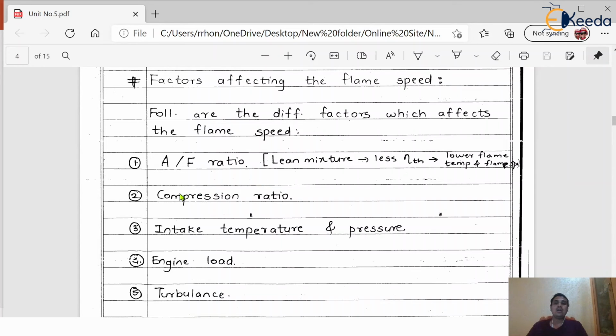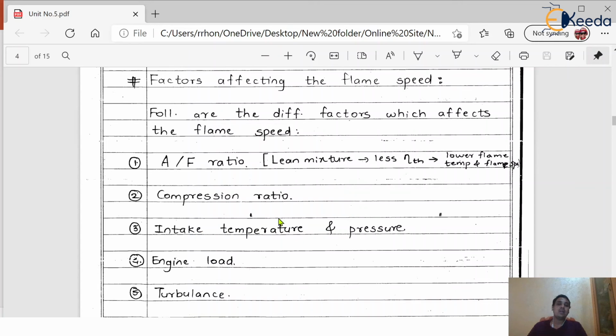The second one is the incorrect compression ratio. As per the requirement of the design of the engine, if the correct compression ratio is not there, again it will affect the flame speed. Sometimes the flame will move with very high velocity, and sometimes the flame will move at very low speed. That is nothing but the effect on the flame speed.